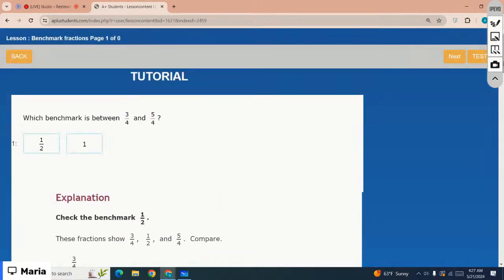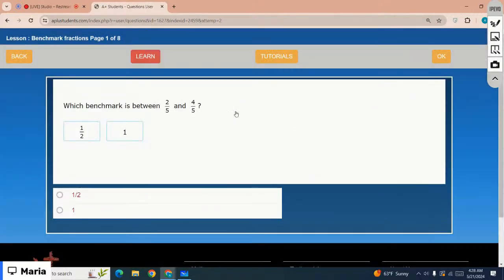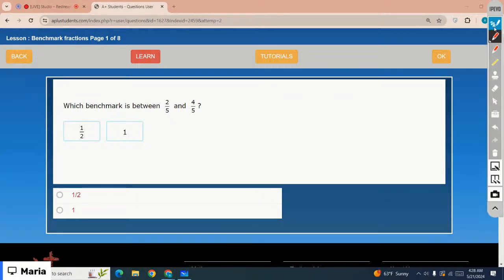Let's just start with the test questions. That's the one we just did in the tutorial. Let me just explain, right? Which benchmark is between 2 by 5 and 4 by 5, right? So you know that's not the one, that's a different one. You have to compare which benchmark is between 2 by 5 and 4 by 5.